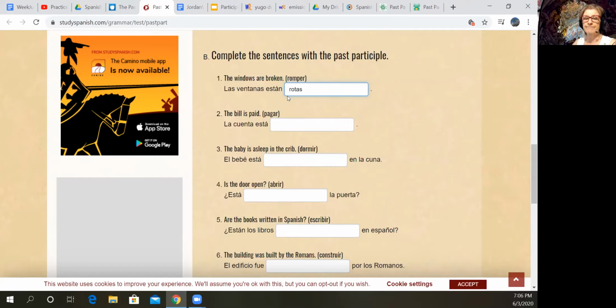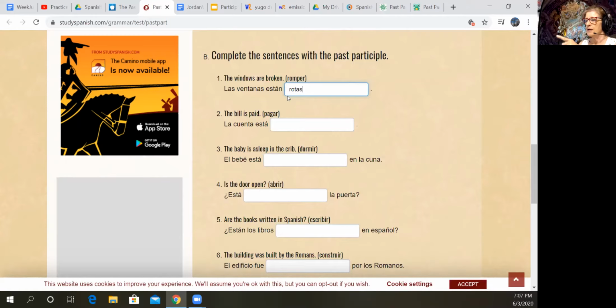They are broken. The windows are not doing the action of breaking. What would they break? They get broken, right? So the windows are not doing the action of breaking something. They are in the state of being broken. Isn't that the passive voice you were talking about? This is almost the passive.